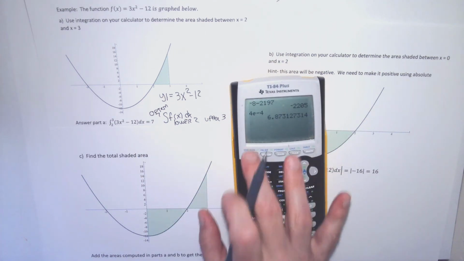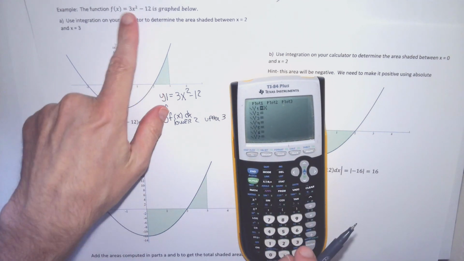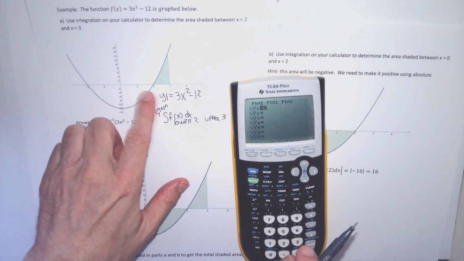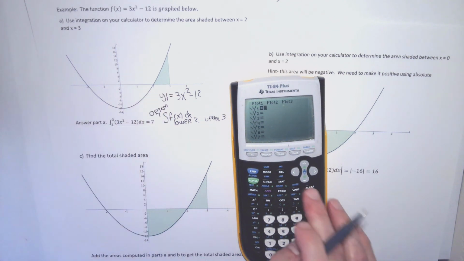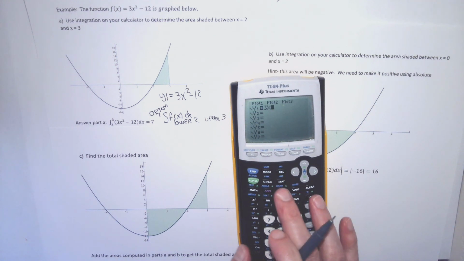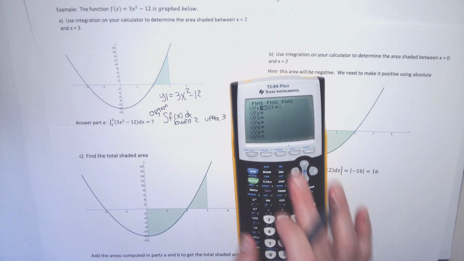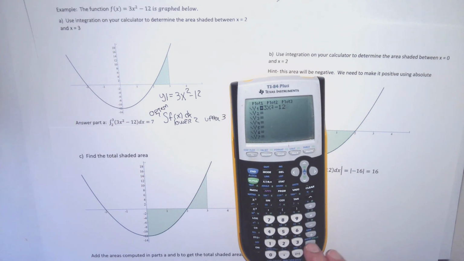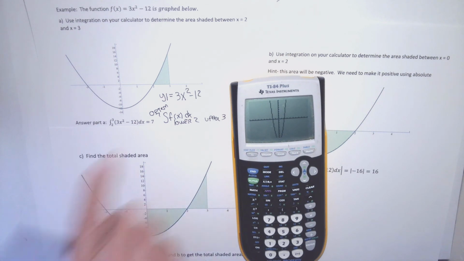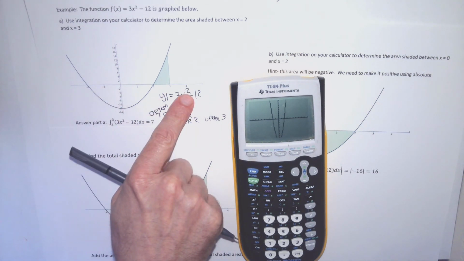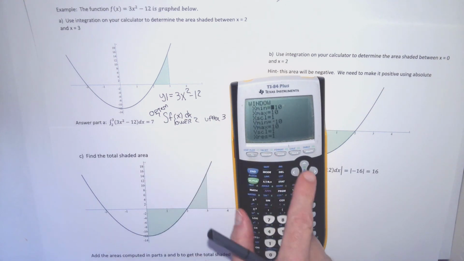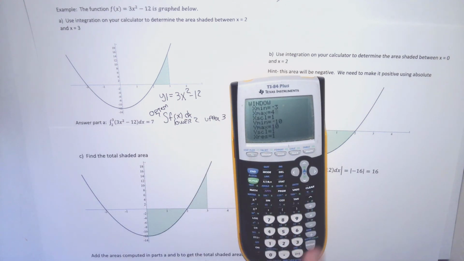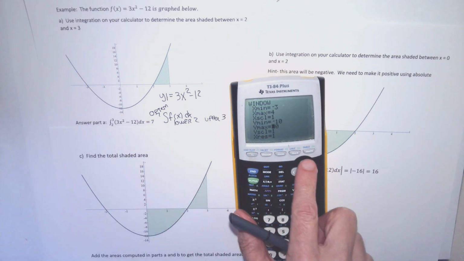For part A of this question, it just wants me to find that area. To find that area, I need to know the function and the bounds on the x's. So in my y1, I'm just entering the function 3x squared minus 12. I don't necessarily care exactly what the window is. It doesn't have to be matched up with my screen. My screen goes between -4 and 4 and -3 and 4. If I wanted to match it up, I could change my x's and my y's to make it look more like the screen. My y's look like they go between -14 and 18.